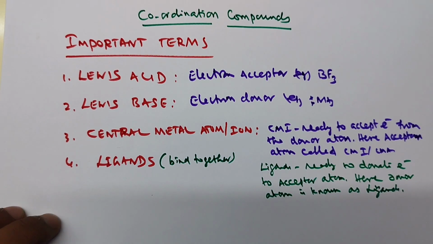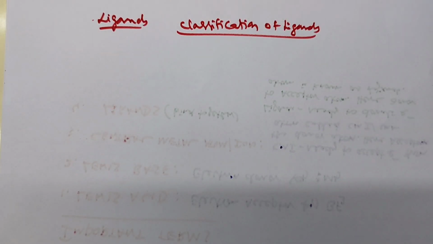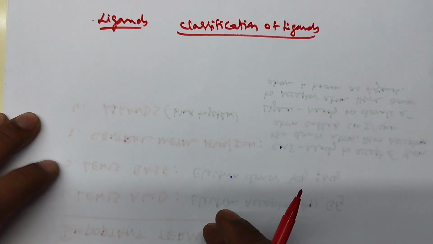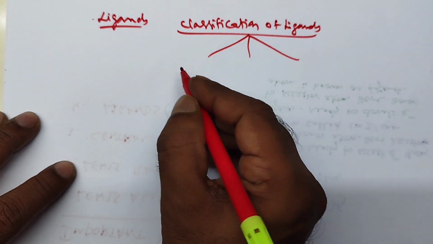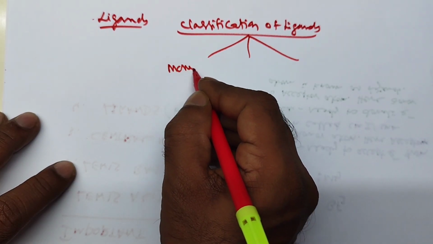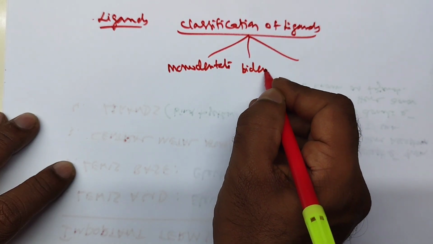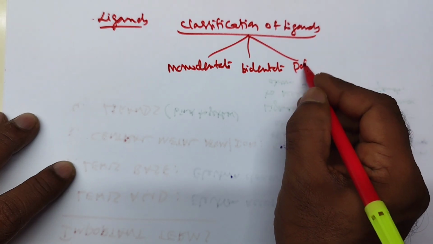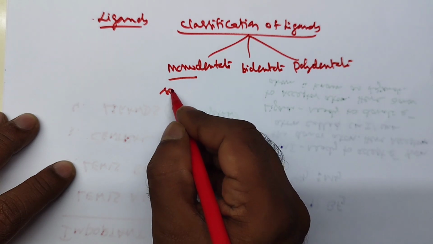Okay, these are the basic terms involved in coordination compounds. Now we will see the details about ligands and their types, the various classifications of ligands one by one: how the ligands are classified, on what basis. Ligands can be classified as monodentate, bidentate, polydentate. Here mono means single.